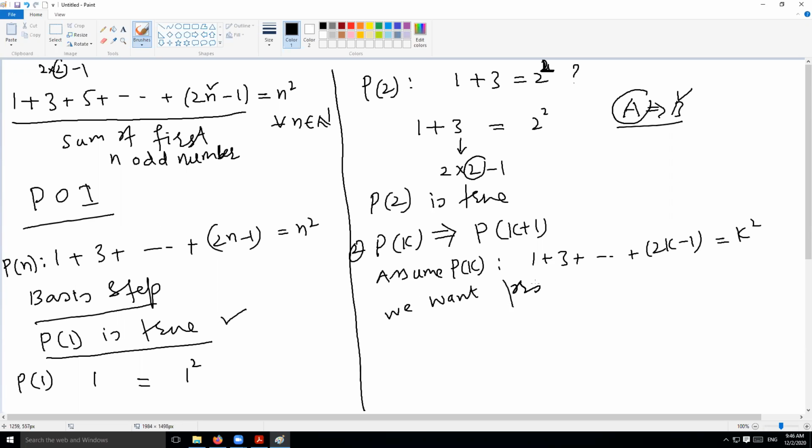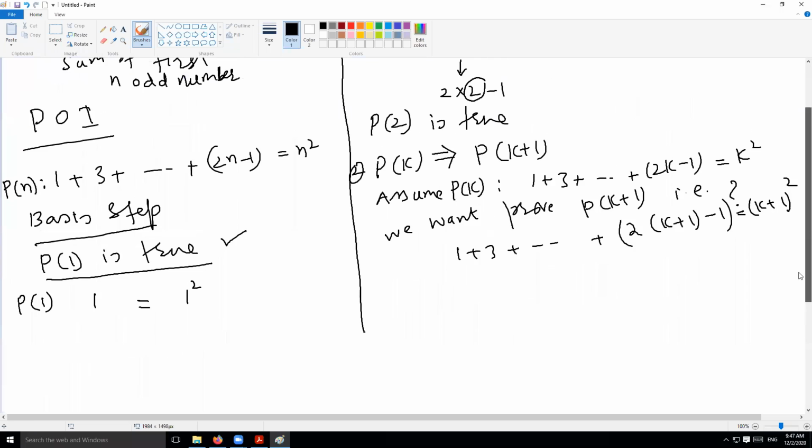We want to prove P of k plus 1. That is, what is P of k plus 1? It is 1 plus 3 plus 1 and so forth, plus 2 times (k plus 1) minus 1. Wherever I have n, I just substituted k plus 1. And this is equal to (k plus 1) square. This is something that we have to prove actually. If we can prove this statement, we are done.